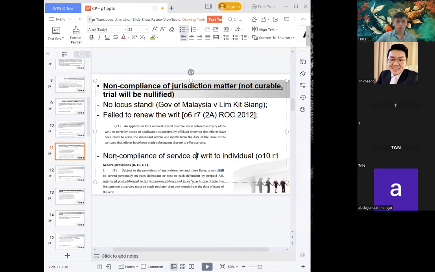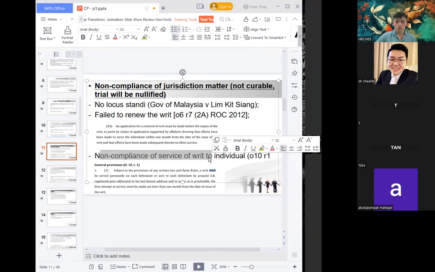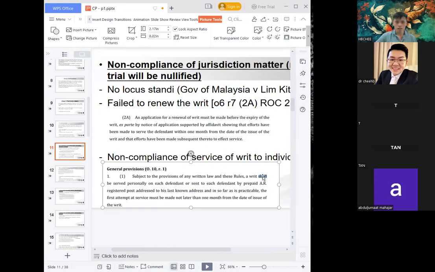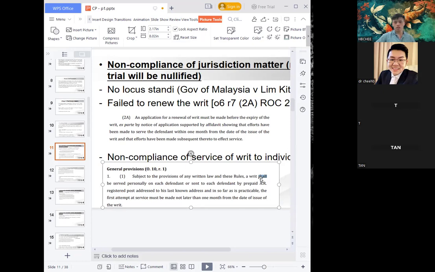Then the third one will be non-compliance of service of writ to an individual. As you can see, I have highlighted the word shall. Whichever your Criminal Procedure Code, your whatever Act as well, when you see the word shall, it denotes more seriousness, because the word shall has a higher standard than must. So it's a mandatory requirement. When you see the word shall, if you never comply, it's very dangerous. Are you okay with this?